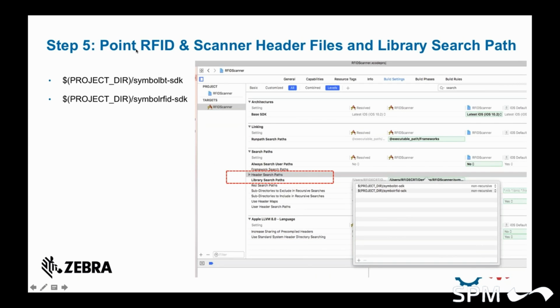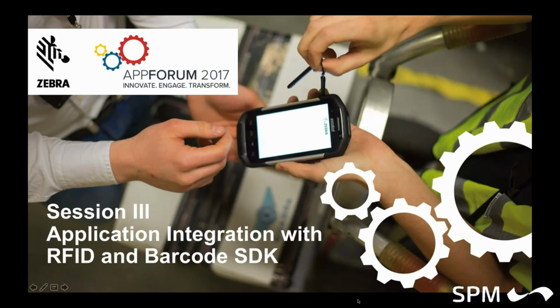Last step, you need to make sure you point the RFID and scanner header file and library into your project search path so they can find the header file and libraries. Basically, here I show you how that works. Okay, so we have a lot of talk, and that's our open Xcode project now, and I will show you the important file setup in an Xcode project.